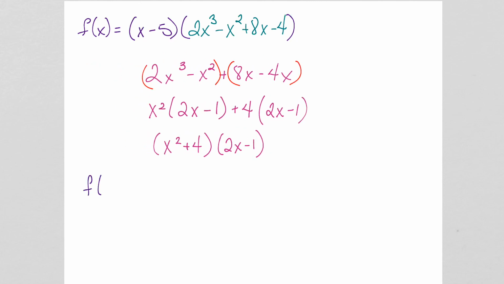So at this point, we have x minus 5 times x squared plus 4 times 2x minus 1. Okay, can we factor any more? Well, we can't factor any more than this without having irrational numbers. So this is as far as we can factor without irrational numbers. So this is the factored form.